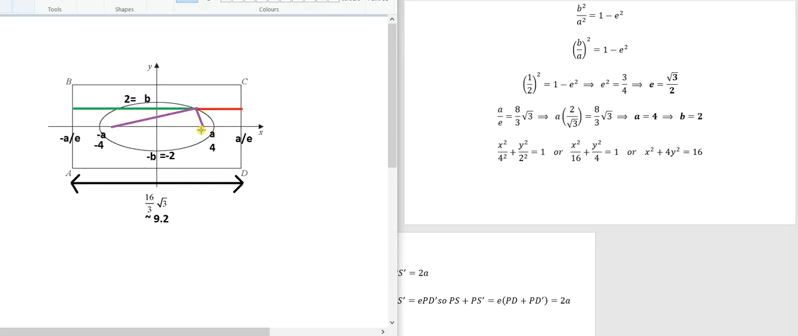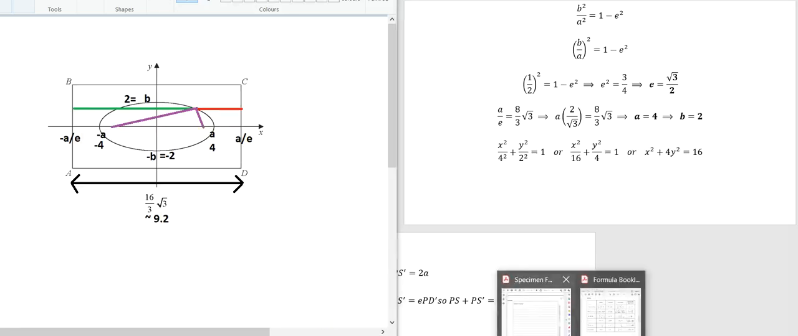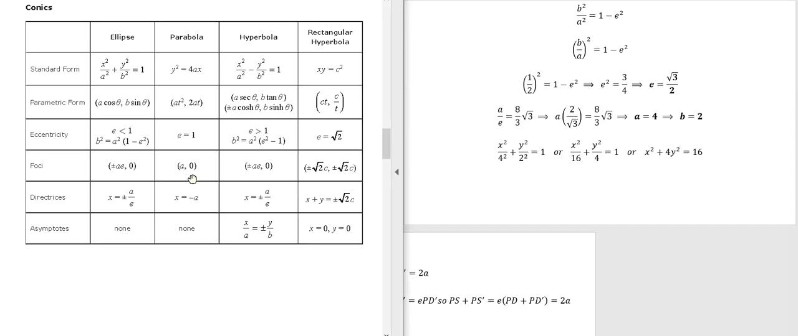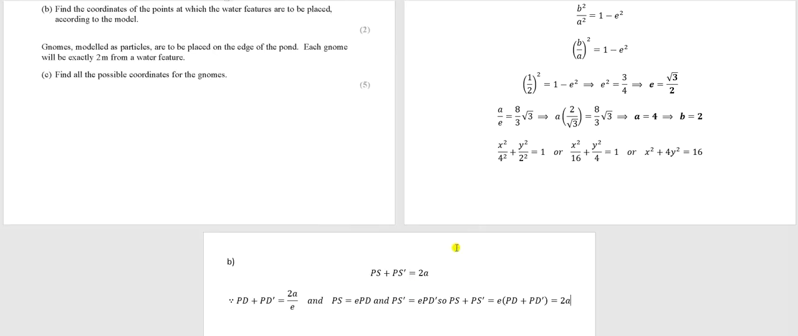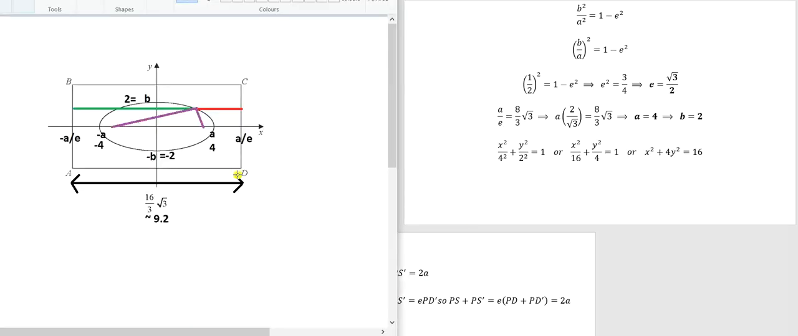These points are the focal points, and the formula book has some helpful hints for us here. The focal points for an ellipse are at plus and minus AE, 0. So they're closely related to the value for the eccentricity. They're similar to what we've got for the directrix, but we're multiplying by E instead of dividing by E. So we have AE for this point, and we have minus AE for this point.